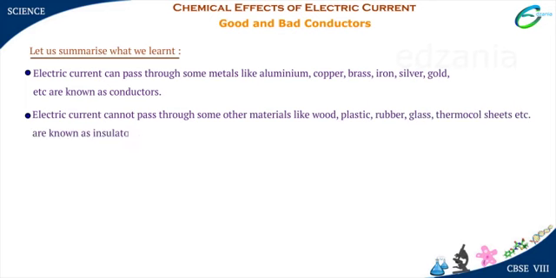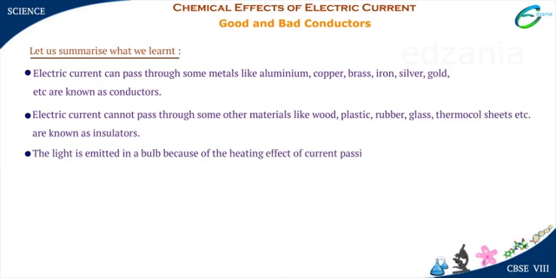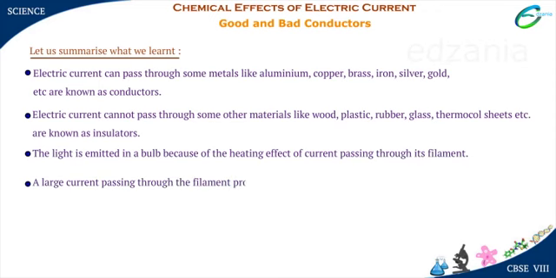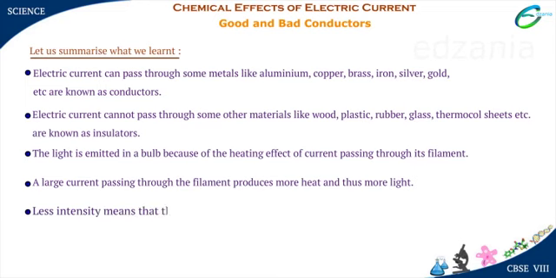These are known as insulators. The light is emitted in a bulb because of the heating effect of current passing through its filament. A large current passing through the filament produces more heat and thus more light. Less intensity means that the current flowing through the bulb is weak or small in magnitude.